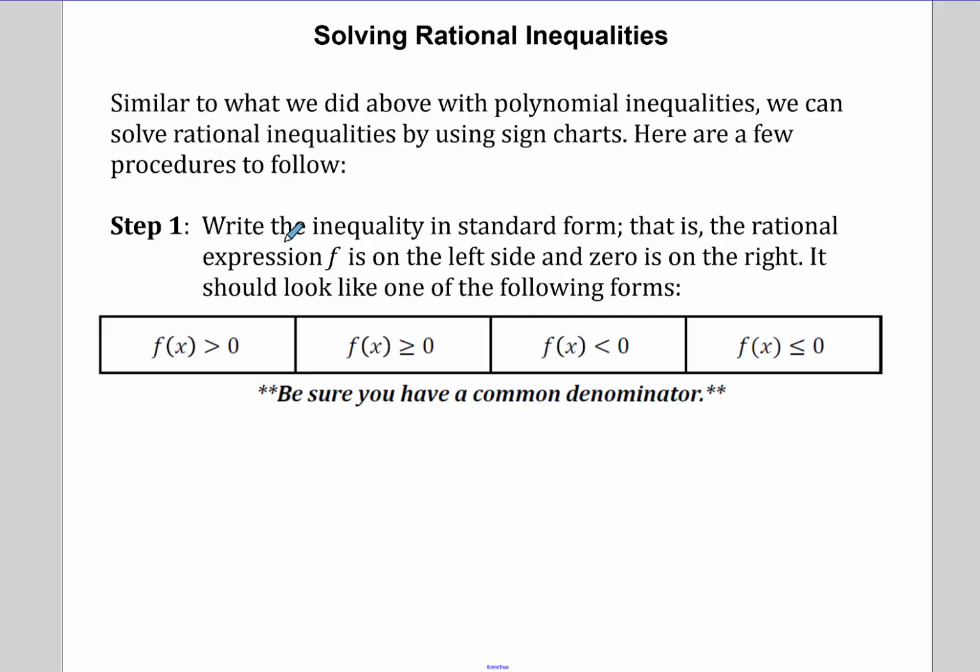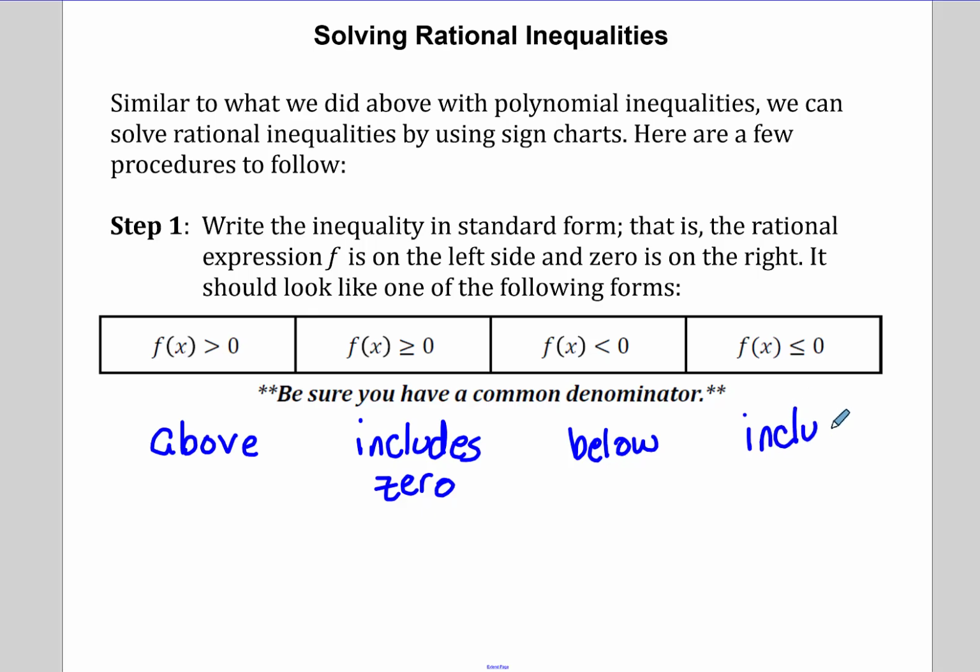Remember what we're looking for. There's 4 steps here. And this is what I just showed you in that last example. This means I'm above the x-axis, or the y's are positive. This includes the zeros. F of x is less than 0 means that you're below the x-axis or negative, and this one again includes the zeros.